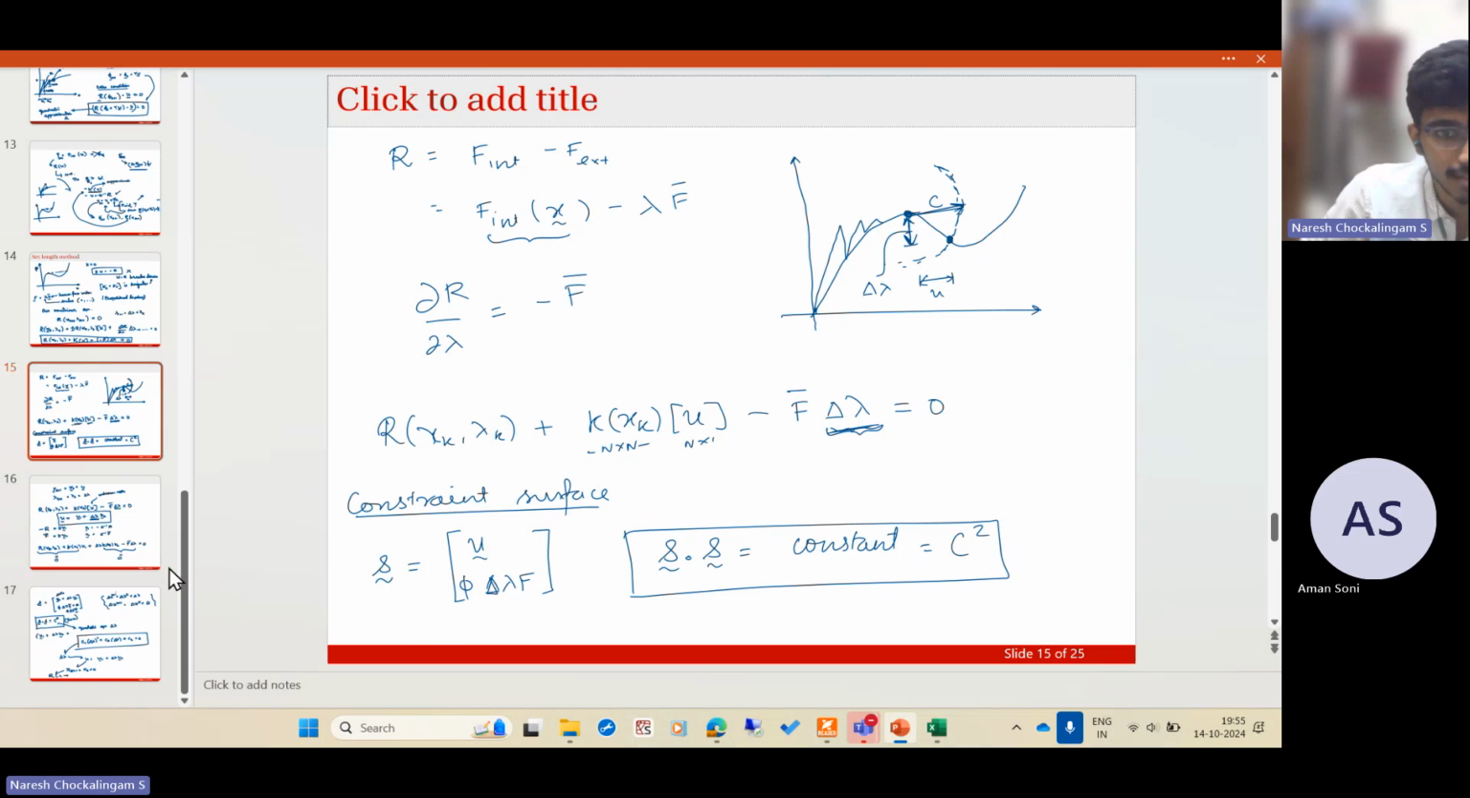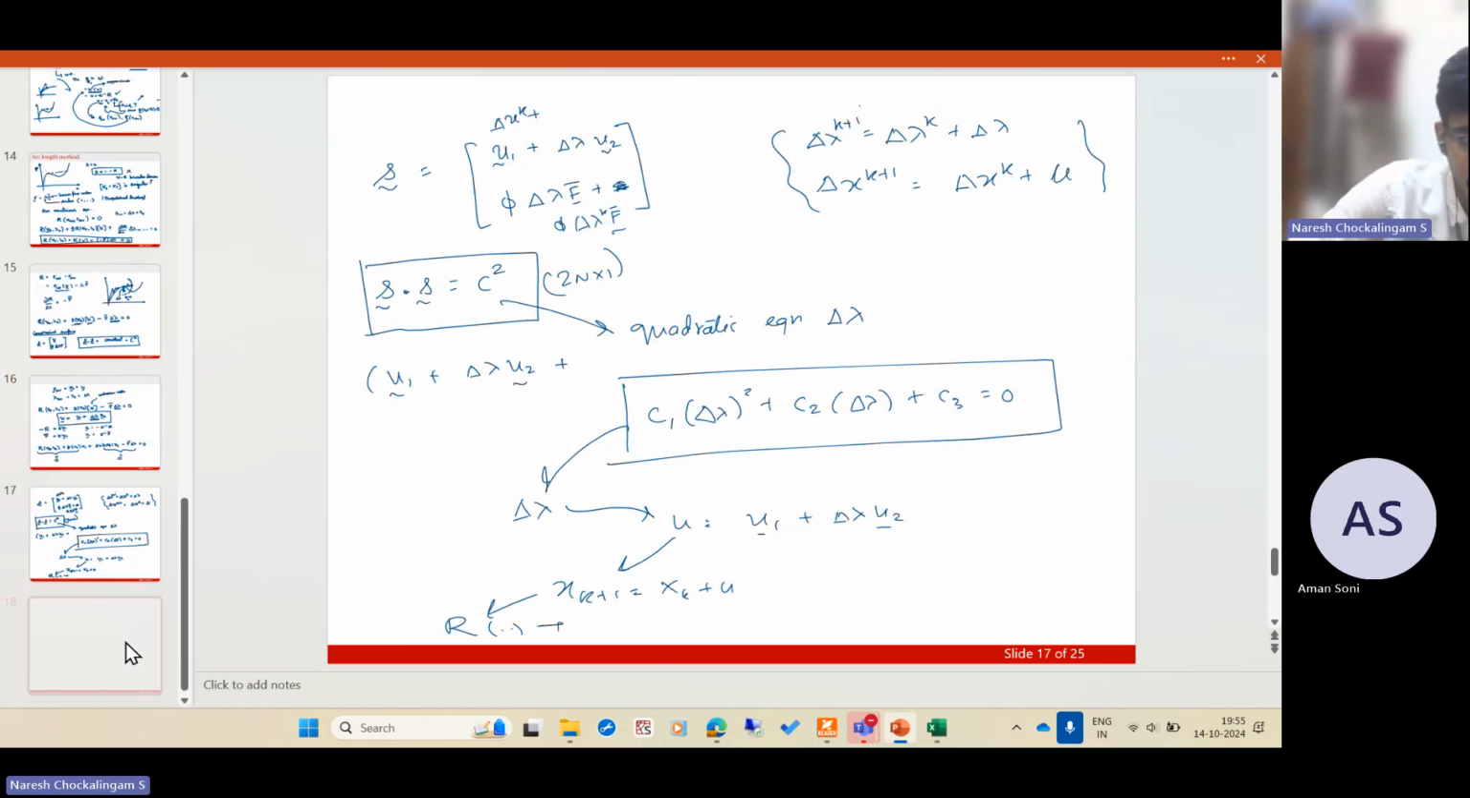For example, in this case, when you hit the limit point, what happens? When we hit the limit point, the k will become singular. So this Ku will actually disappear from the equation. But you can still find the delta lambda such that it is intersecting with the curve here. So this is why it works.